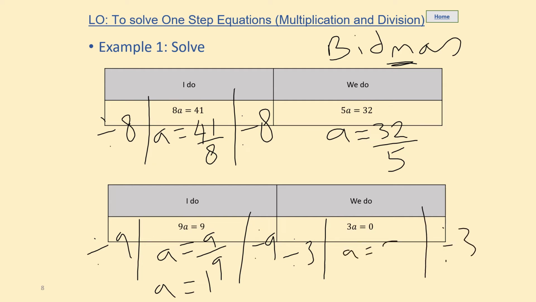A equals 0 divided by 3. So we have 0, we have nothing. We're going to divide it by 3, so we're still going to have 0. We started with nothing, and 0 divided by 3 has got to be 0.